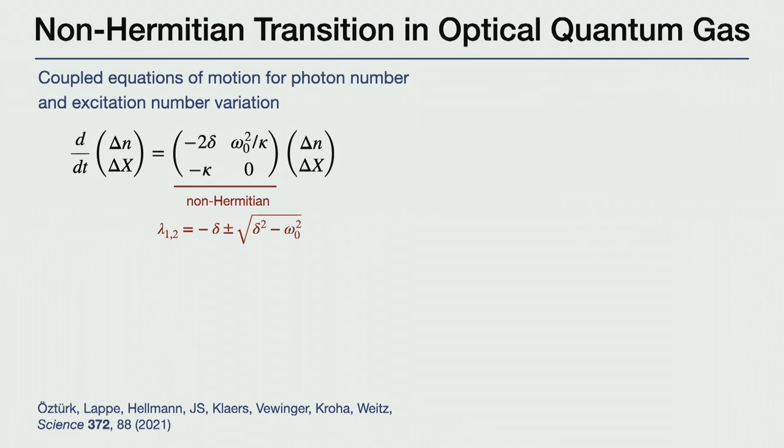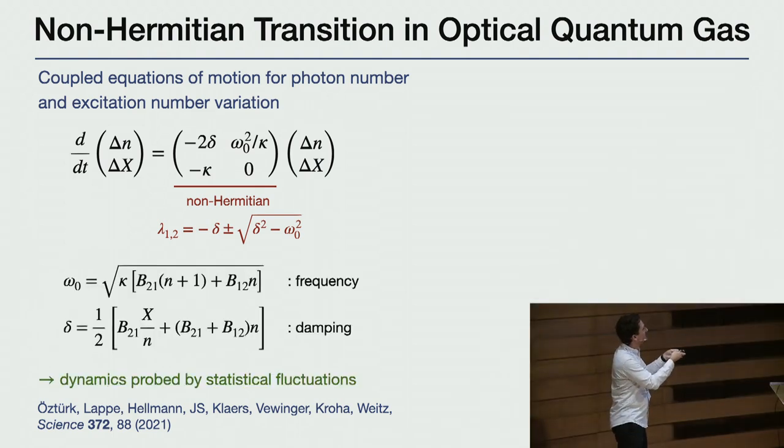So the system really becomes dominated by certain decay mechanisms. And here I'm just showing briefly the coupled equations of motion for the photon number variation and this excitation number variation. And you can see they are coupled by a matrix that is non-Hermitian, or put in simple terms, the eigenvalues of this equation are in general complex numbers. And if you look at it, of course, this is not randomly chosen delta omega. That essentially resembles a damped harmonic oscillator with a frequency omega and a damping delta, with the only difference that here omega and delta depend on the system parameters like the condensate number.